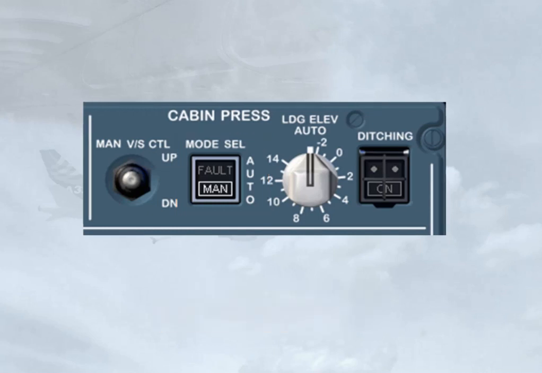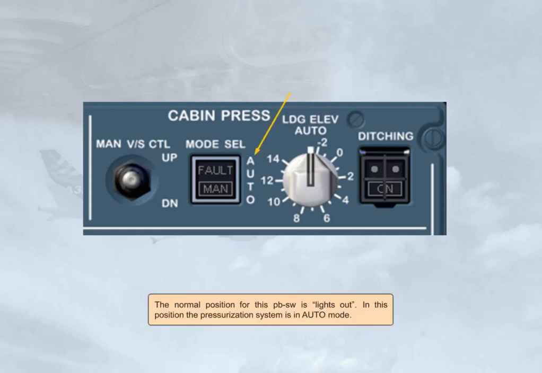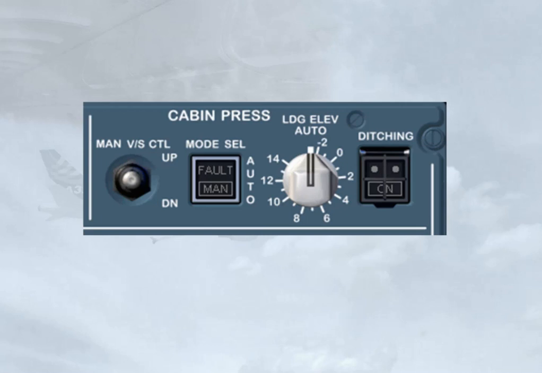The normal position for this push button switch is lights out. In this position, the pressurization system is in automatic mode. The landing elevation selector normally remains in the auto position. Landing elevation, which is required by the pressurization system, is then provided by the FMGS based upon elevation of the destination airport. If the landing elevation is not available from the FMGS, then it can be set manually using this selector.